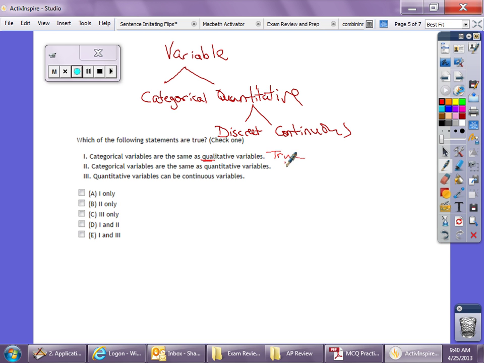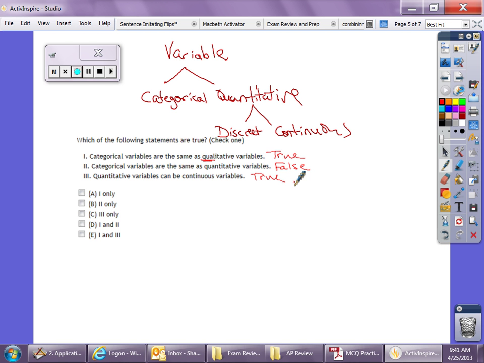That statement is false. Categorical means that we're measuring a characteristic that can't be described numerically. Quantitative means that we're describing a quantity, a characteristic that is described numerically. Quantitative variables can be continuous variables. That's also true. We have continuous and we have discrete quantitative variables.